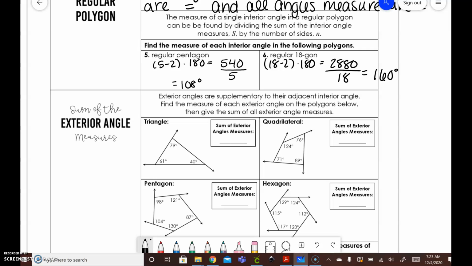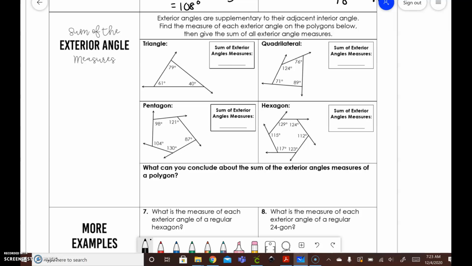Okay? So we're going to now talk about exterior angle measures. So exterior angle measures are supplementary. So just like we talked about in other units, I'll draw the picture for you. These two angles here make a straight line. So we're going to find all of the exterior angles of each polygon here, and we're going to see if we can see a pattern again.